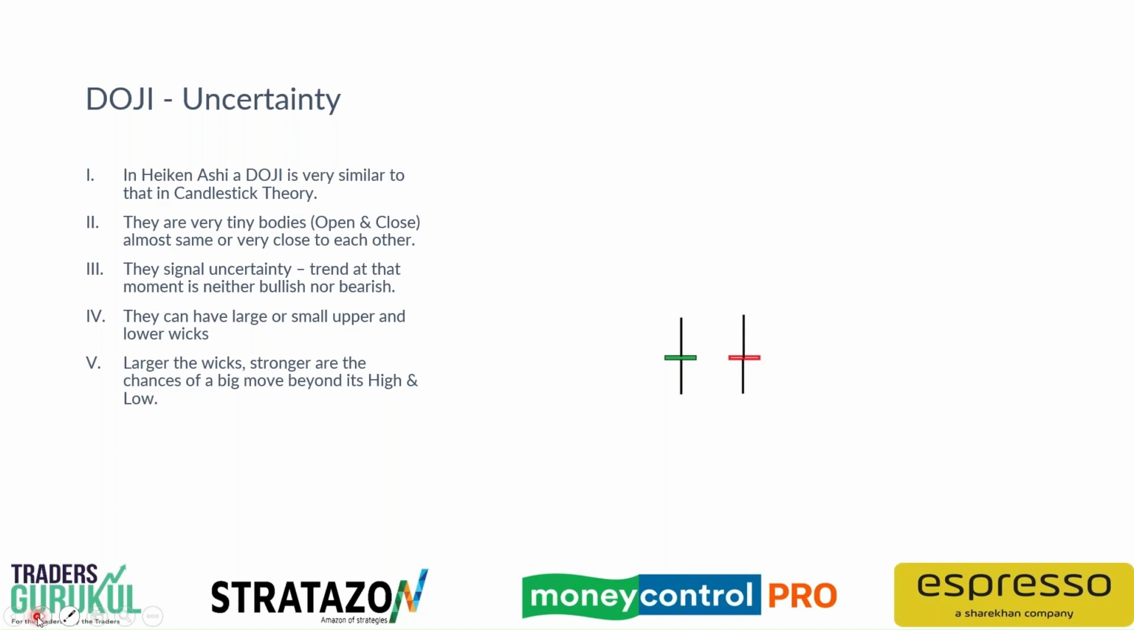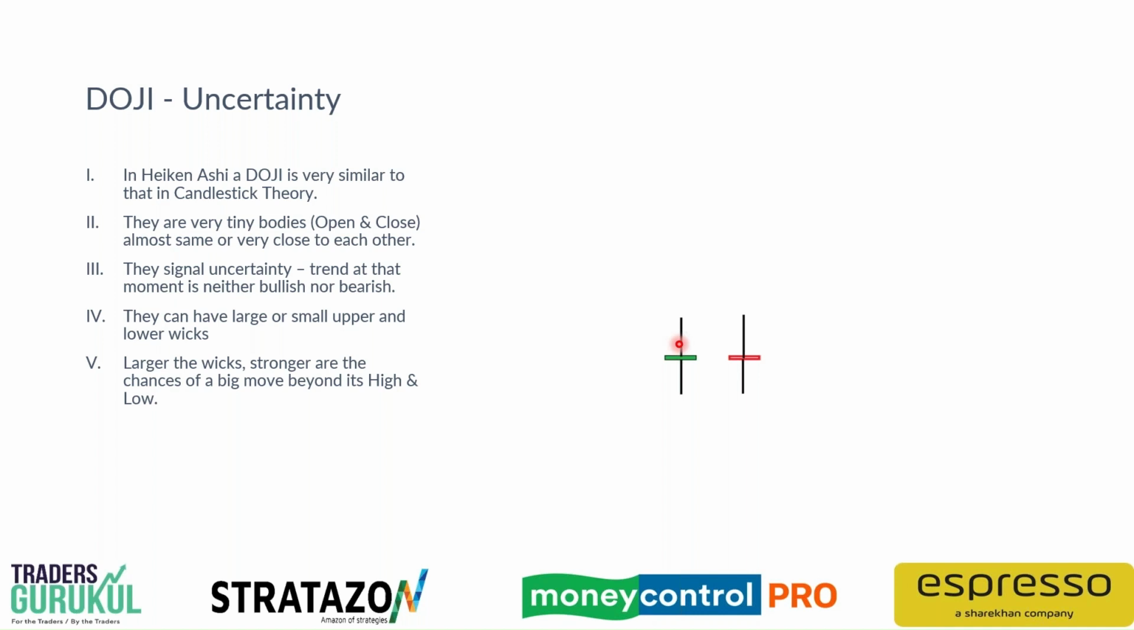Doji literally means uncertainty, that there is a tug of war going on between both buyers and sellers. The body is extremely small, almost open equal to close, a very tiny body. Then doji also will be of two kinds: one would be large upper wicks and down wicks, and one would be small wicks. Basically, the larger the wick, the larger the trend is going to come on a breakout of that. Smaller wick means, again, there is some kind of consolidation or distribution or accumulation happening at that stage.